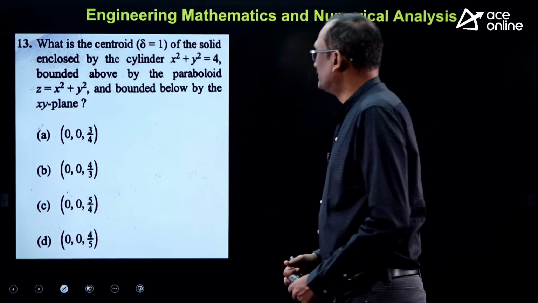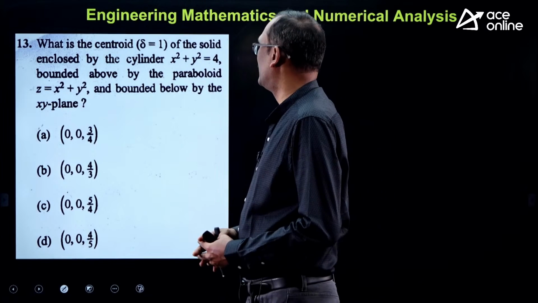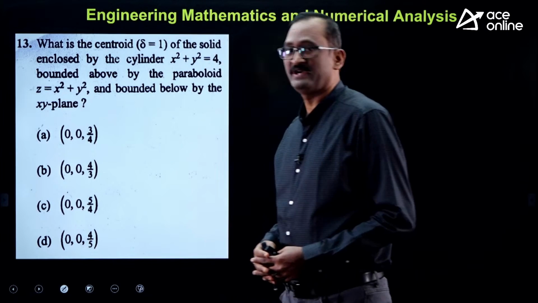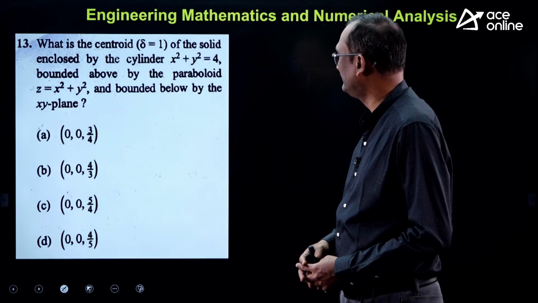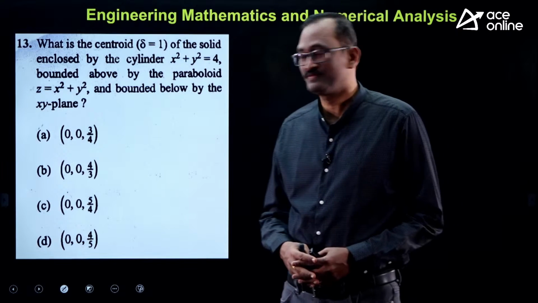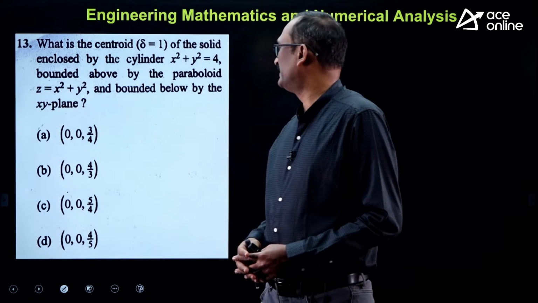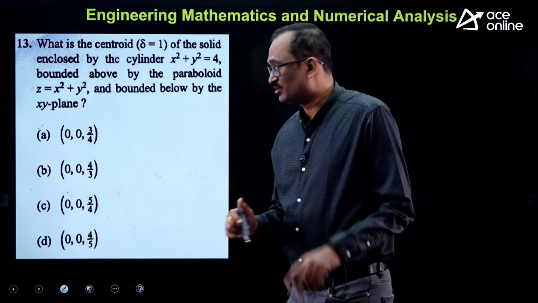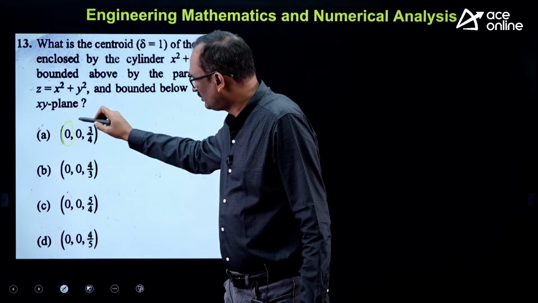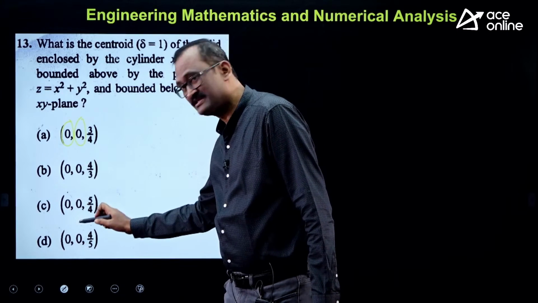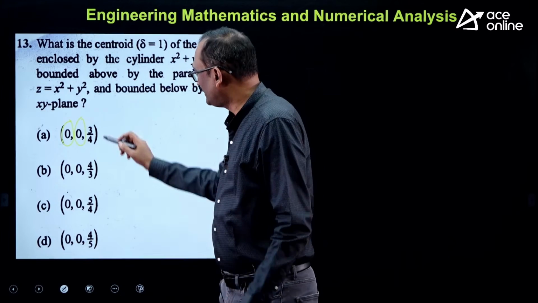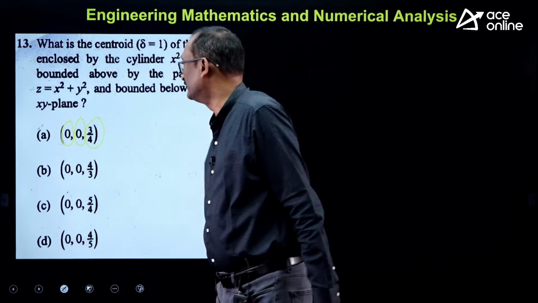Similarly, now look at this question: what is the centroid of the solid enclosed by the cylinder x square plus y square equal to 4, bounded above by the paraboloid z equal to x square plus y square and bounded below by the xy plane? And you observe you need not find the x bar value as well as the y bar value. In all the options these two are zeros, so simply we have to find only this value.